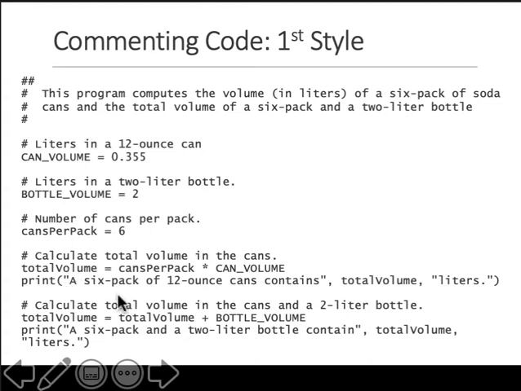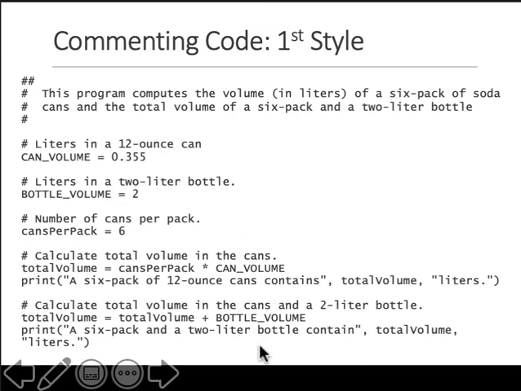Then what are you doing? Then you're printing something on the screen. What is that something? Anything that's inside the quotes is printed as is. So a 6-pack of 12-ounce cans contains is printed on the screen. Next thing is total volume, which is whatever value was stored here. So that will be printed, and then liters will be printed.